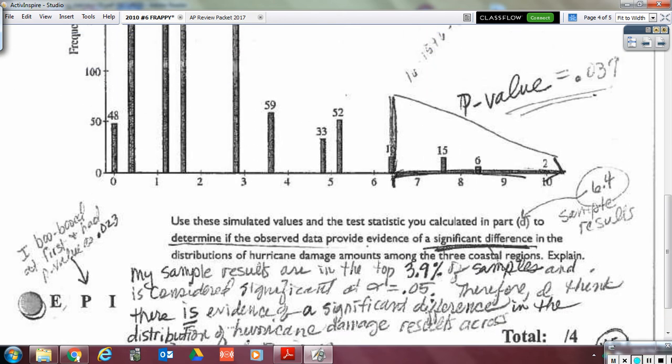Use these simulated values and the test statistic you calculated in part D. So that means use what you got in part D, whether it's right or wrong, and if you use it correctly, you're going to get full credit. But if you don't use it correctly, then you won't get your full credit. My value in part D was 6.4. So determine if the observed data, my 6.4, right there, provides evidence of a significant difference in the distribution of hurricane damage amongst the three groups.